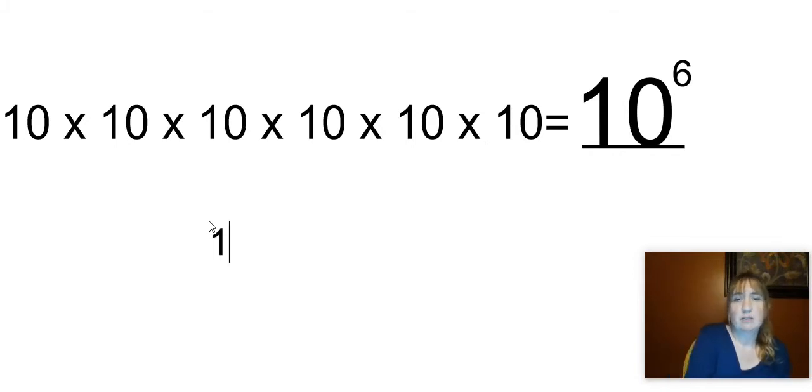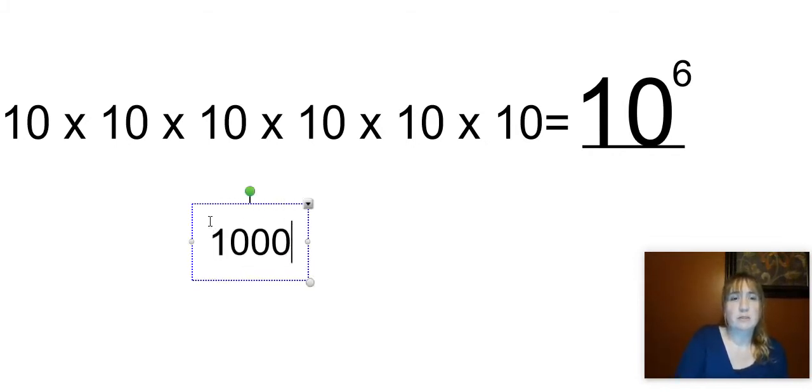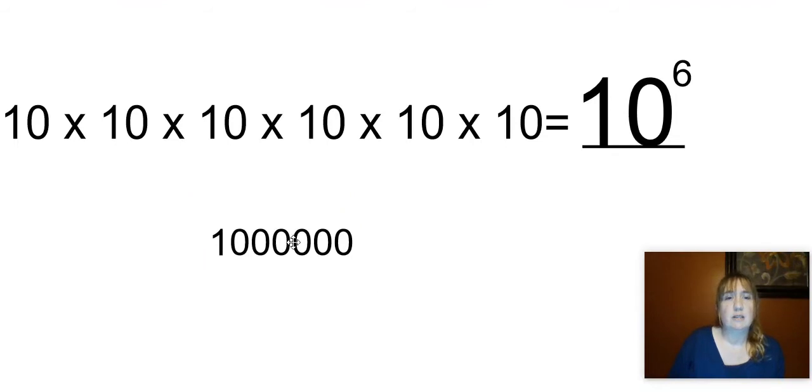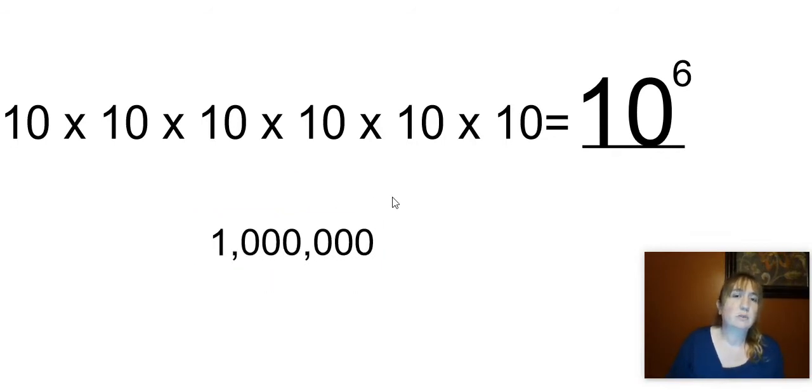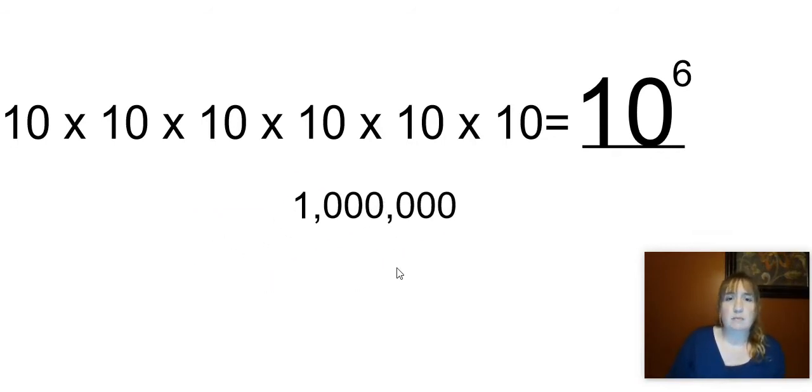And once again, in standard form, I have a 1 and 1, 2, 3, 4, 5, 6 zeros. So if I go through, I'm going to put my commas in where they belong. And 10 to the power of 6 will give us a total of 1 billion.